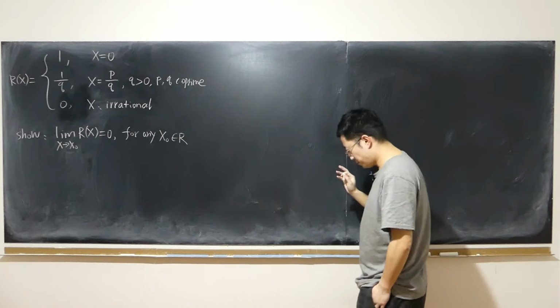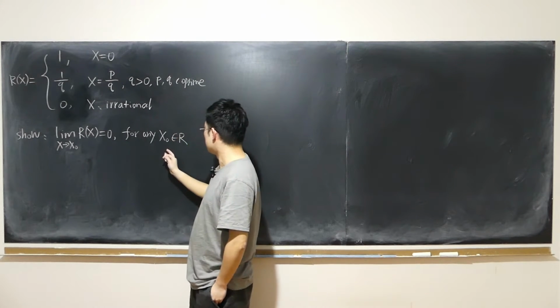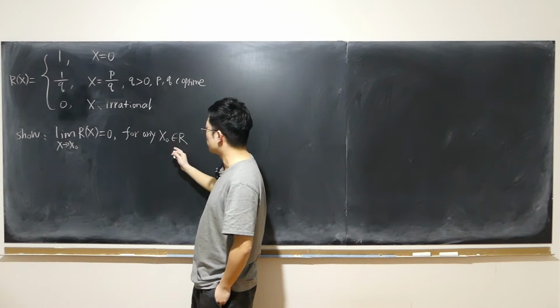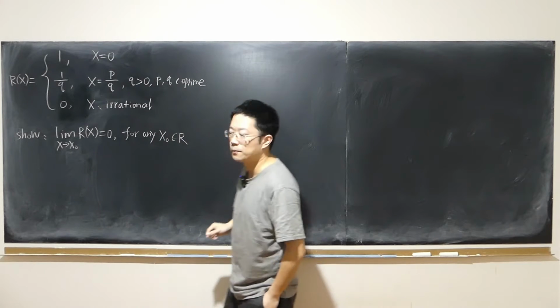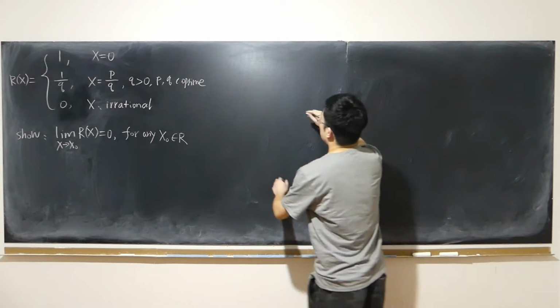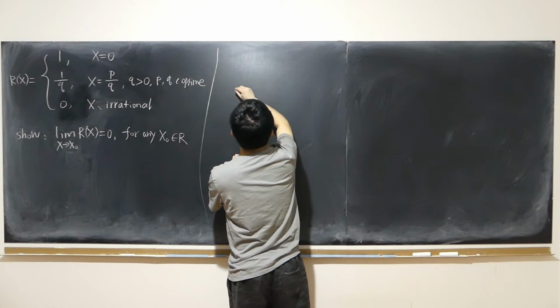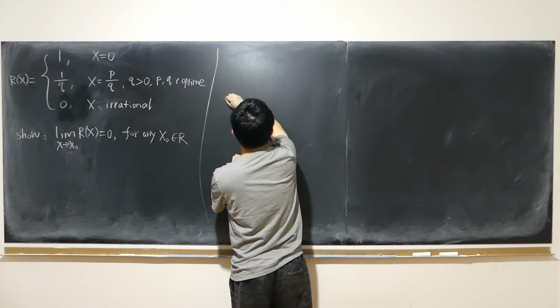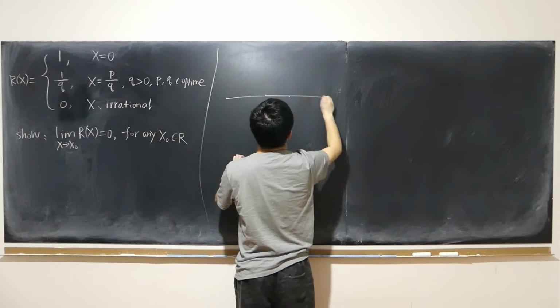First of all, we want to show the limit is 0 at any point, including rational and irrational. At any point, the limit is always 0. Now, the reason it's called the raindrop function is that this function is not even plottable. I'll explain why.